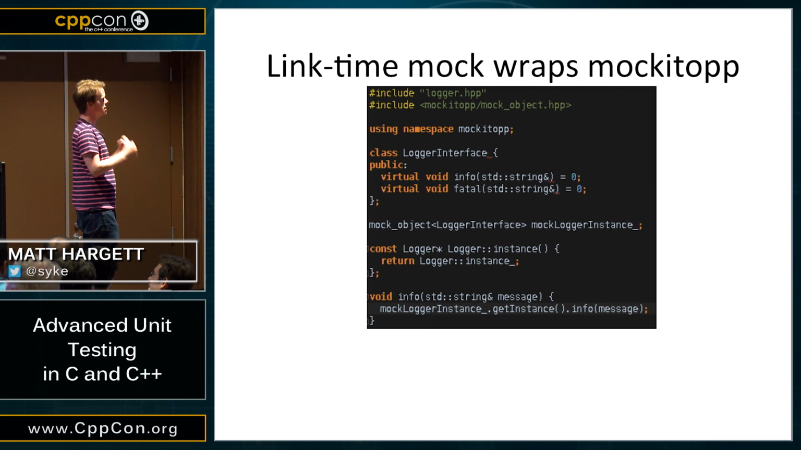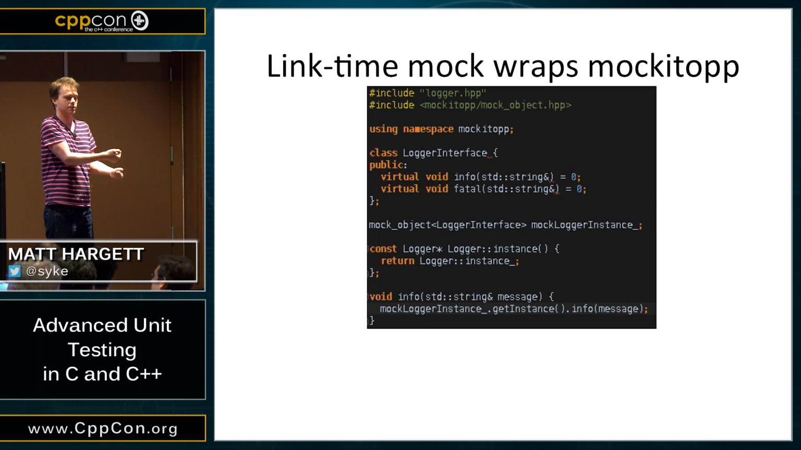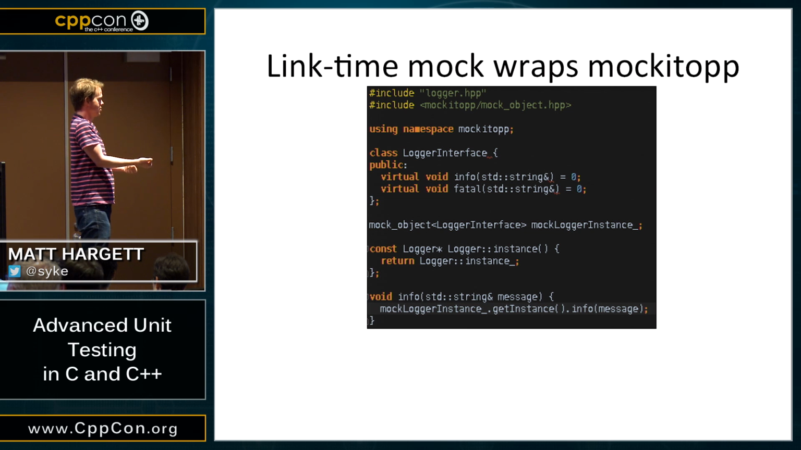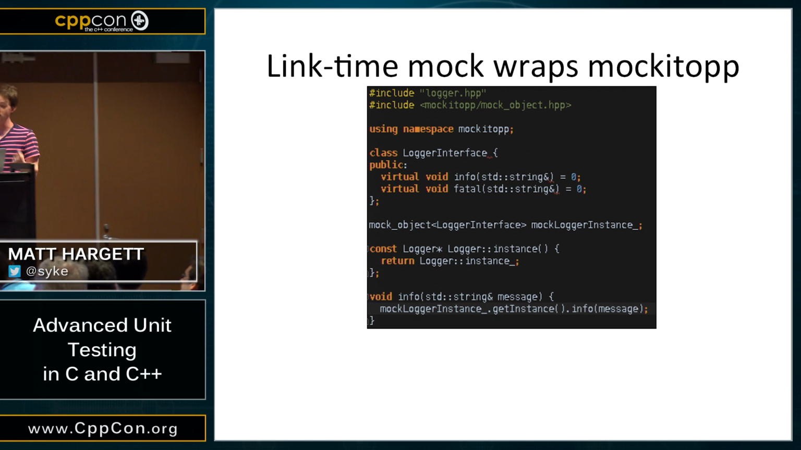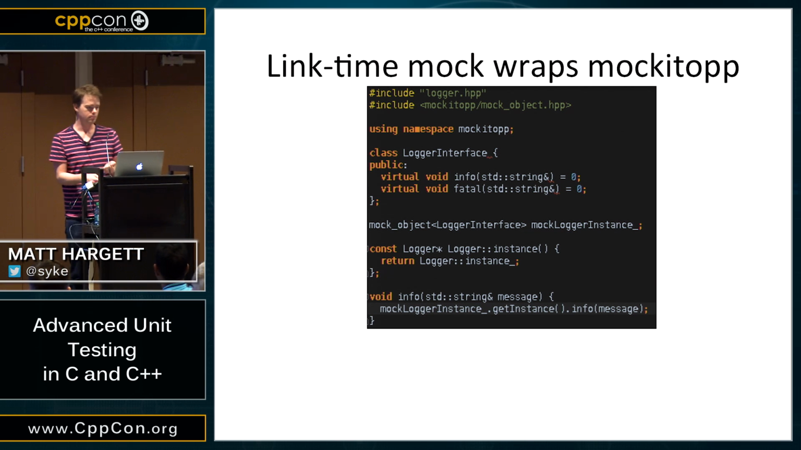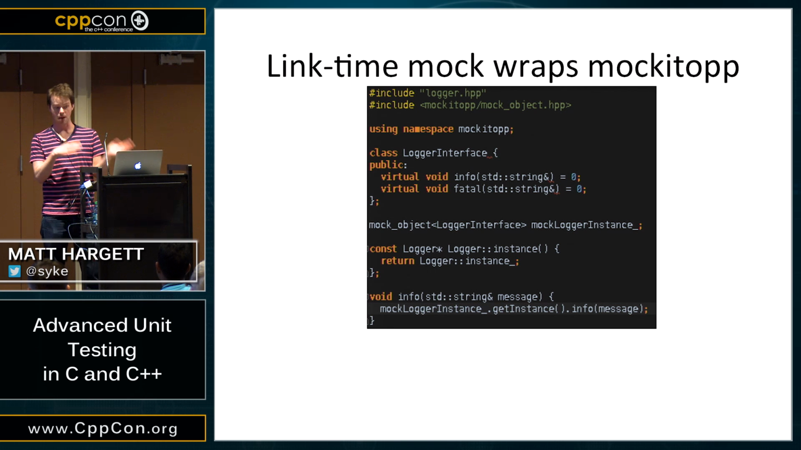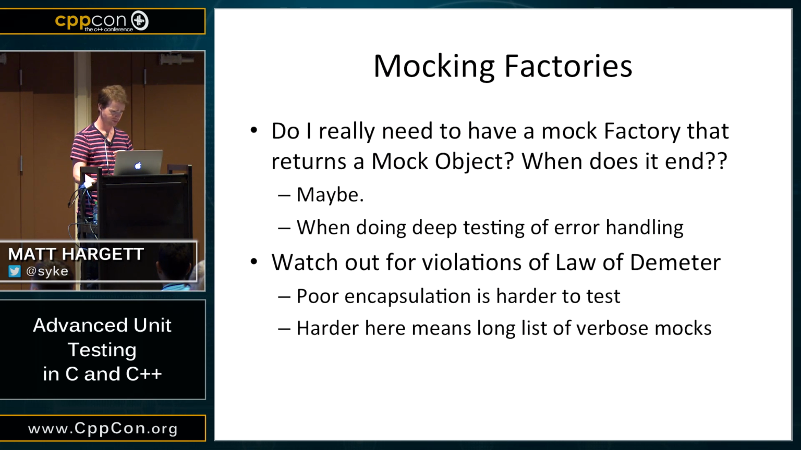I'm satisfying the link time requirement that logger header file set up, which is that there's an instance method called info. And I'm just forwarding it on to a static instance of a mockitopp mock object. And then the next topic, I'm going to show you how I then program that.